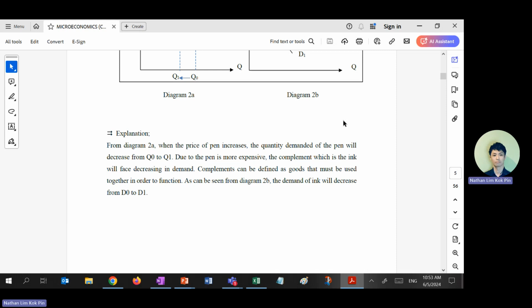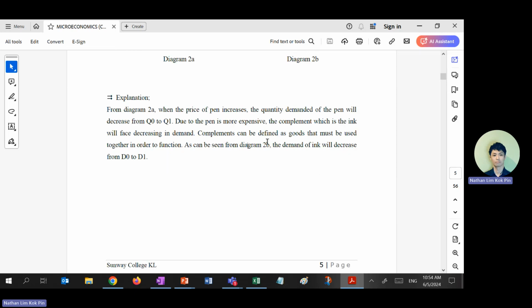And price of the good itself will decrease. Due to the pen is more expensive, the complement, which is the ink, will face decrease in demand. Complements can be defined as what? Goods must be used together in order to function. Change my definition, right? Always paraphrase yourself, and as can be seen, demand of ink will decrease.